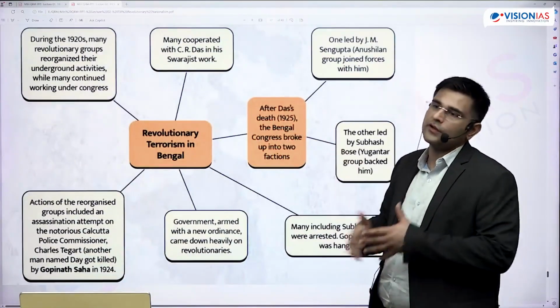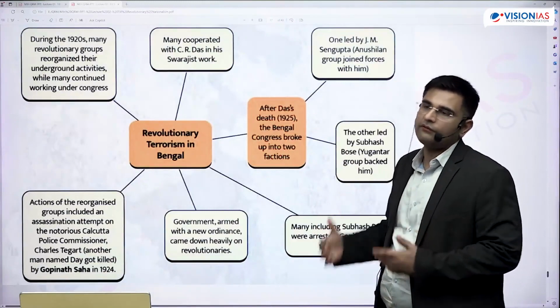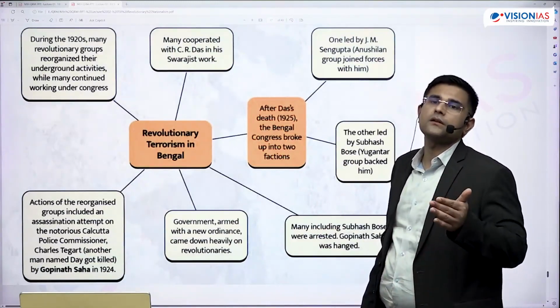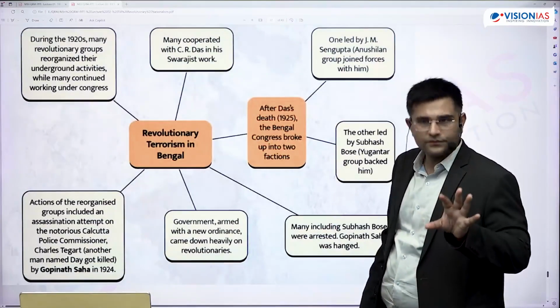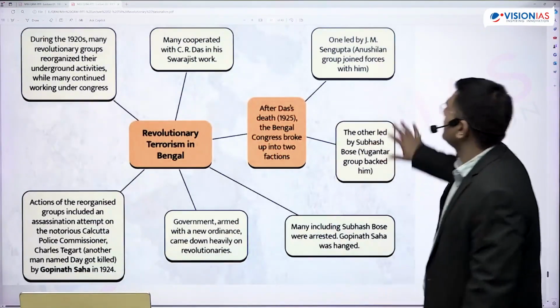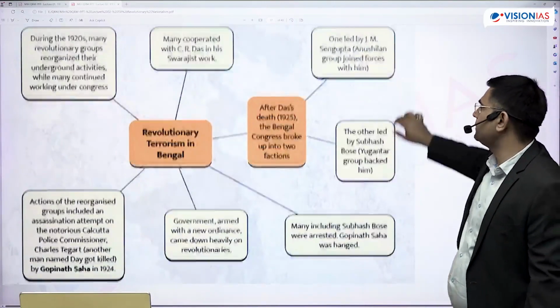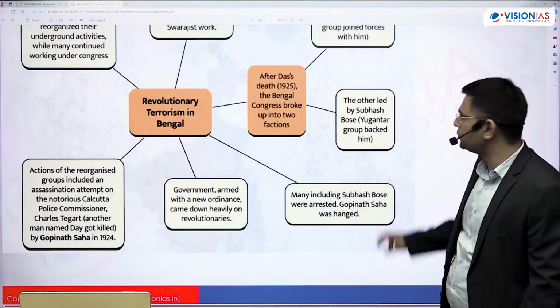Anyways, after C.R. Das, the revolutionaries got divided into two factions. One faction was led by Netaji Subhash Chandra Bose. The second faction was led by J.M. Sen Gupta. The Anushilan group supported J.M. Sen Gupta. Yugantar supported Netaji Bose, right?